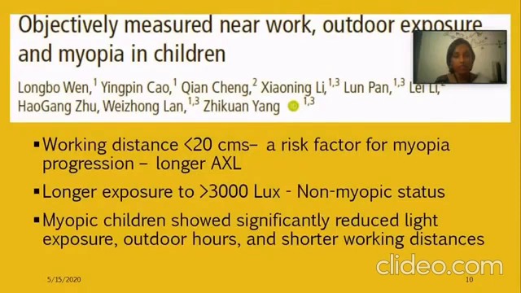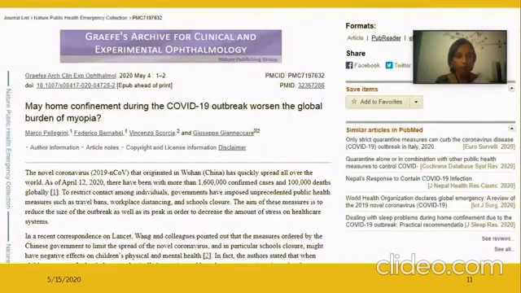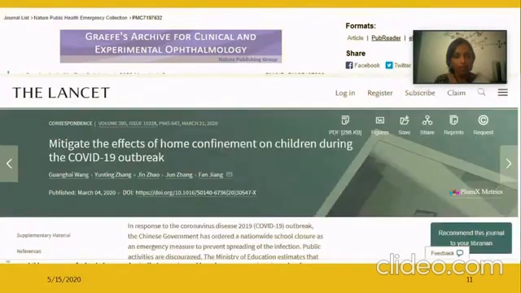And so we're going to be looking at two studies that just came out. Number one is, may home confinement during the COVID-19 outbreak worsen the global burden of myopia, by Pellegrini et al. And the second study is, what do we do to mitigate the effects of home confinement on children in general, not just on myopia, but in general. So these are the two studies that we're going to be discussing over the next couple of slides. So the first thing is the problem statement.